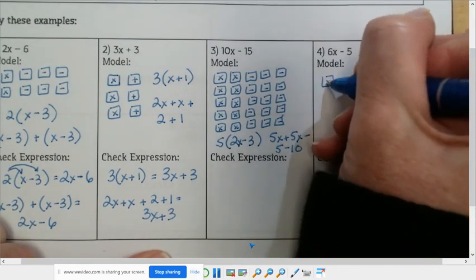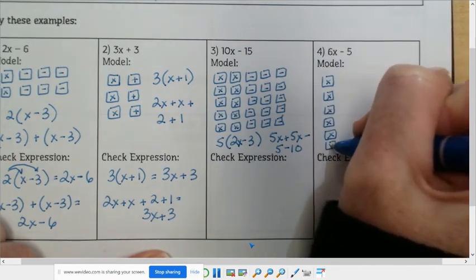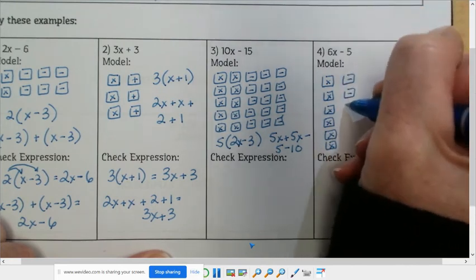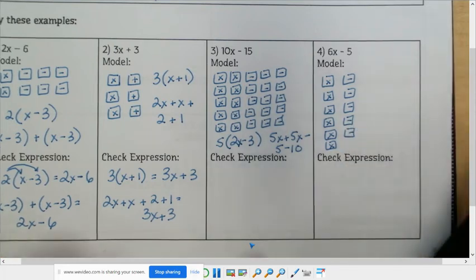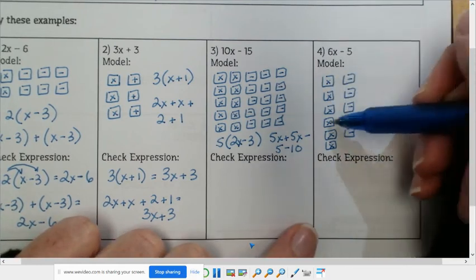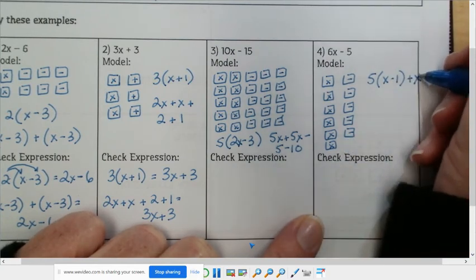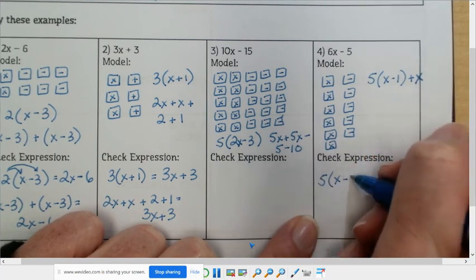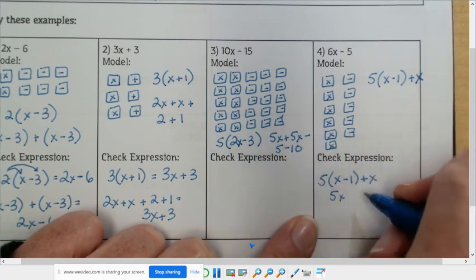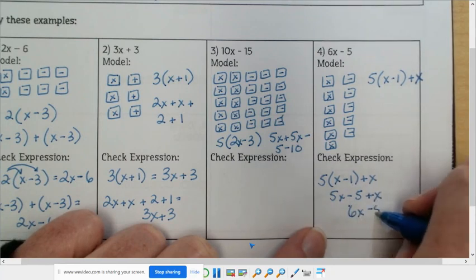For this one, I would draw my x's. I'd have 6 of them. And then 5 minuses. Now this one I can't make exactly equal groups, but I can make some equal groups. If I look here, I can make 5 equal groups of x minus 1, and then I've got just an extra x, so that would work. And if I distribute that one out to check it, I get 5x minus 5 plus x, which is 6x minus 5.